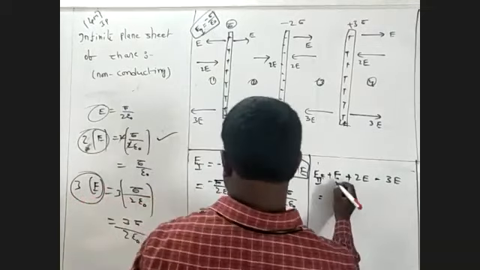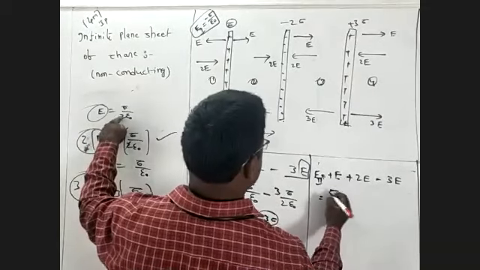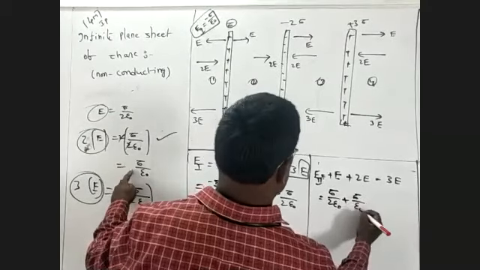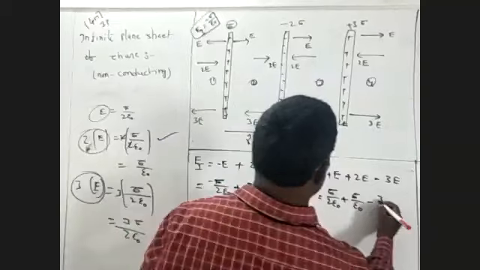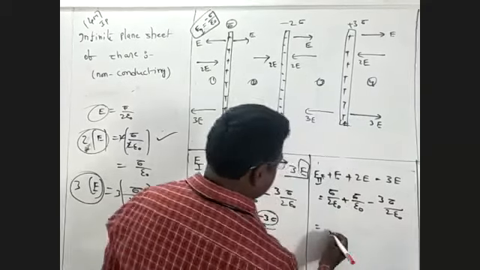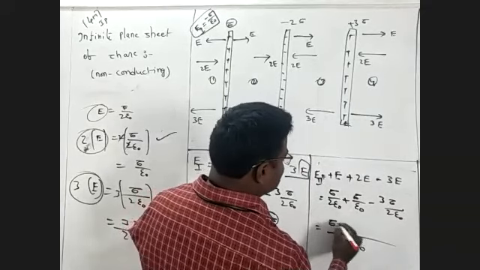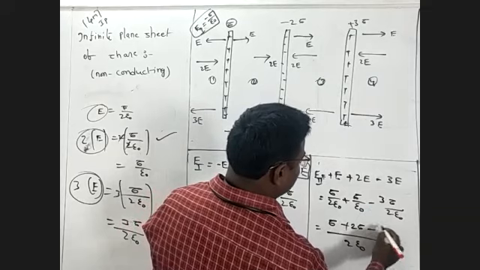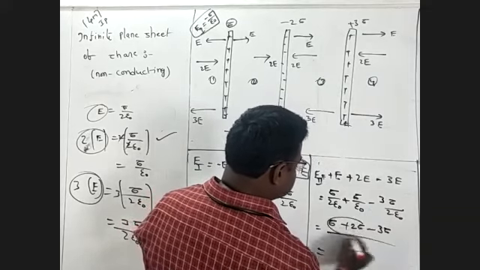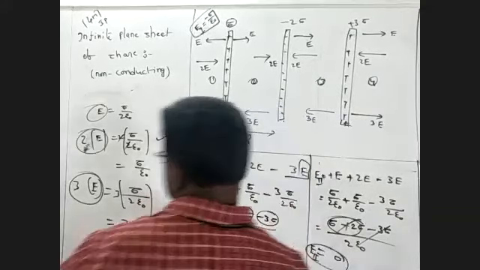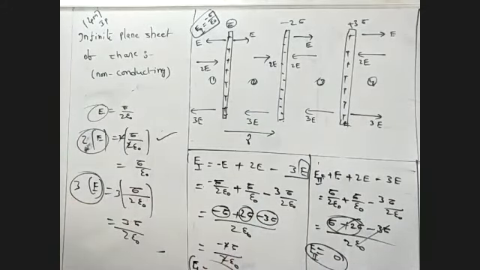In E, what is the value? Sigma by 2 epsilon naught plus 2E, sigma by epsilon naught, minus 3E, 3 sigma by 2 epsilon naught. Now take the LCM 2 epsilon naught. The 2 epsilon naught cancels, giving sigma plus 2 sigma minus 3 sigma. These cancel each other, so E2 is equal to 0. The electric field in region 2 is 0.